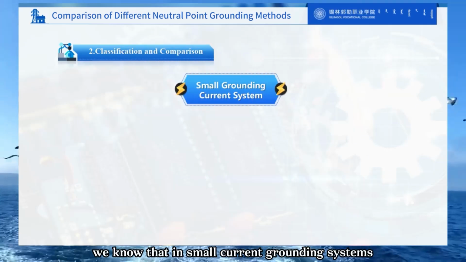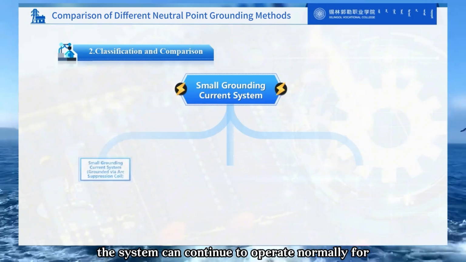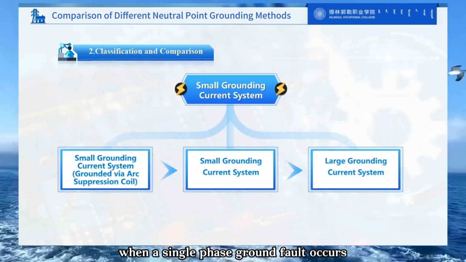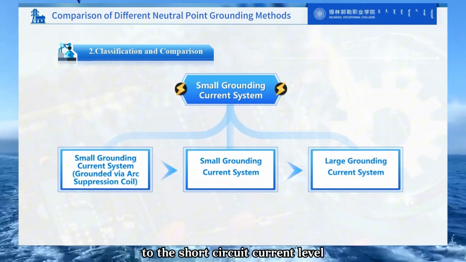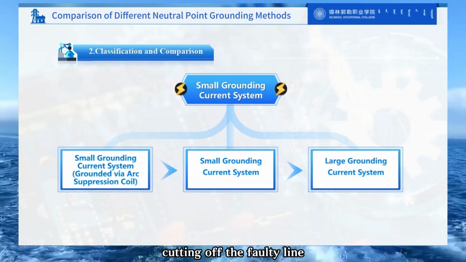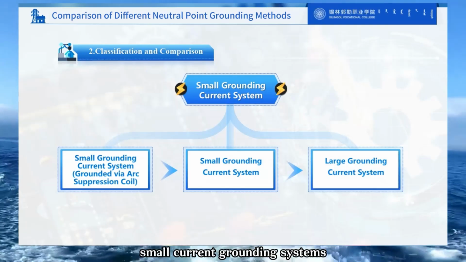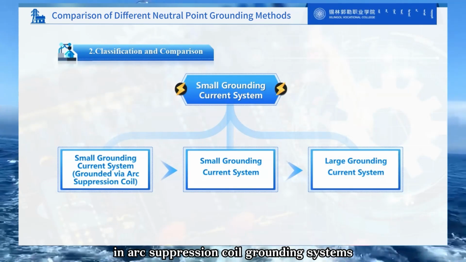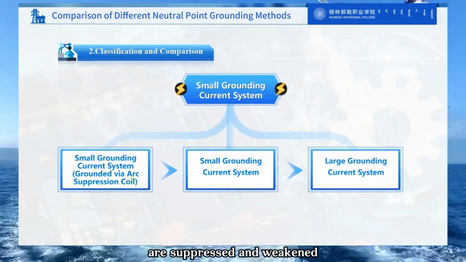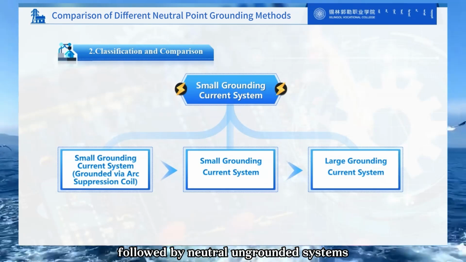From the previous lesson, we know that in small current grounding systems, when a single-phase ground fault occurs, the system can continue to operate normally for 2 hours. Whereas in large current grounding systems, when a single-phase ground fault occurs, the current instantly increases to the short-circuit current level, and the protection relay device immediately trips, cutting off the faulty line and causing a power outage for users. Thus, power supply reliability is lower than that of small current grounding systems. In arc suppression coil grounding systems, due to inductive compensation, overvoltage and arcing phenomena in the system are suppressed and weakened, so they have the highest power supply reliability, followed by neutral ungrounded systems.